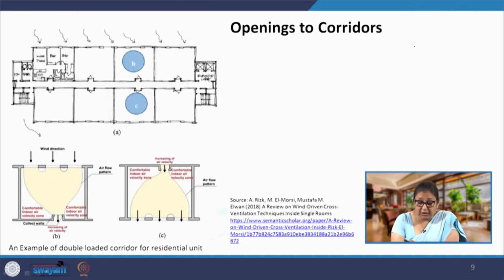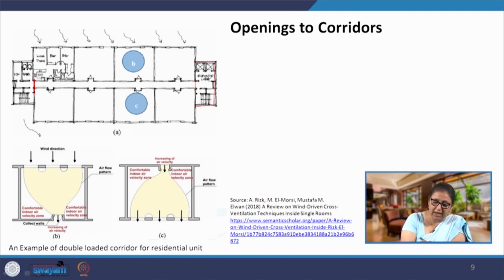Next, we are talking about openings to corridors. Now, corridors can act as facilitators provided their ends are treated well. Now, what happens? For example, in this case, if we have enclosed ends and there is no possibility of ventilation of this corridor from both the ends, then this corridor will not aid in natural ventilation.